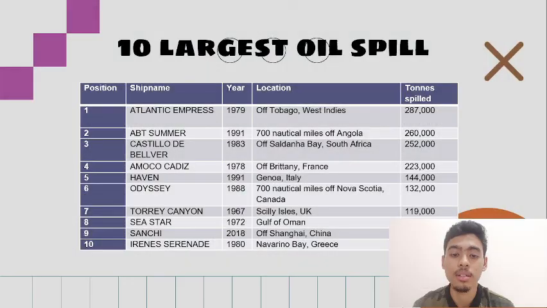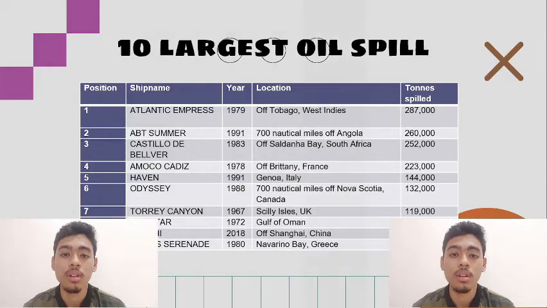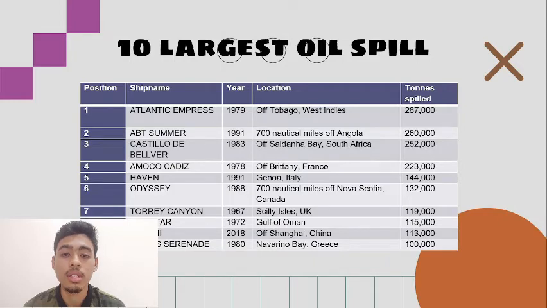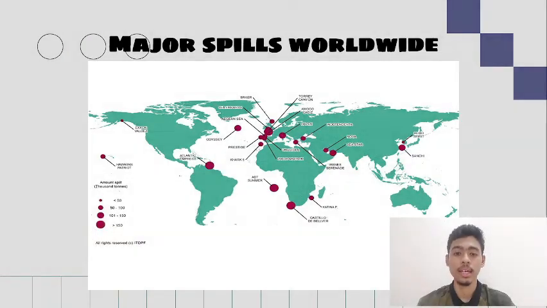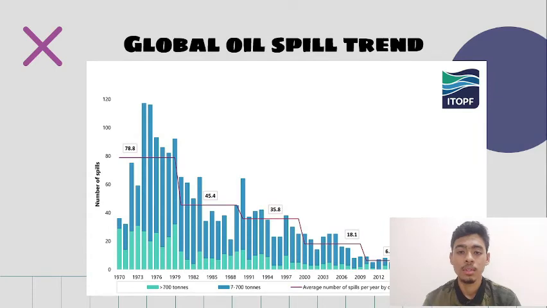And today I'm going to present the data or statistics involving oil spills in our history. First, we look at the table, which shows the 10 largest oil spills that ever happened in our world. As we can see, the latest event occurred in 2018 at Shanghai, when the vessel named Sanchi spilled about 113,000 tons of oil into the sea. Next is the location of the major spills that occurred worldwide. Next, for the global oil spill trend, the rate for both more than 700 tons and between 7 and 700 tons is shown here.